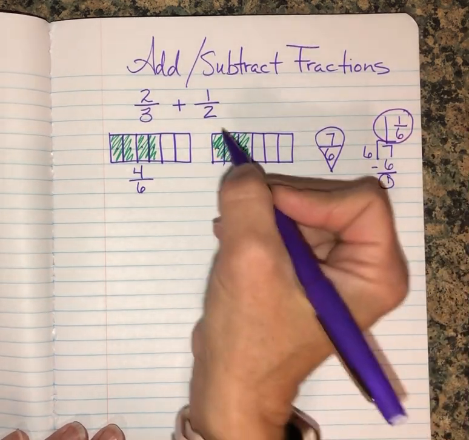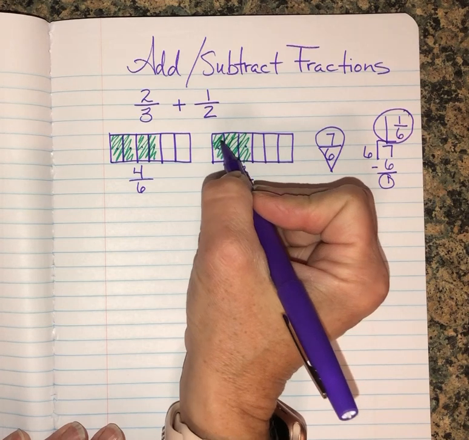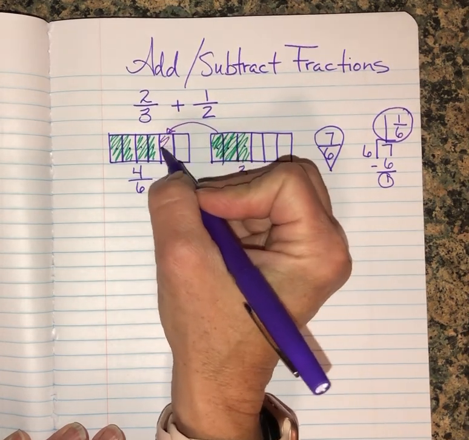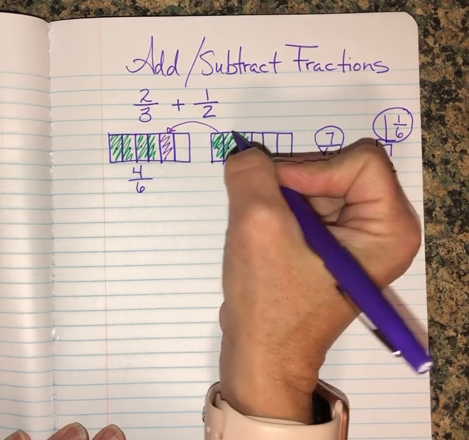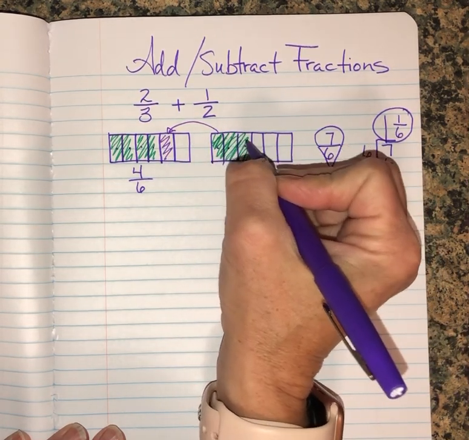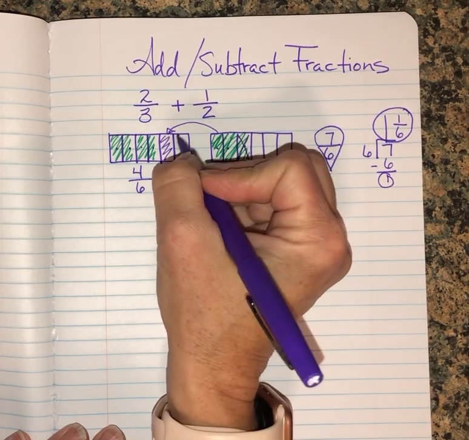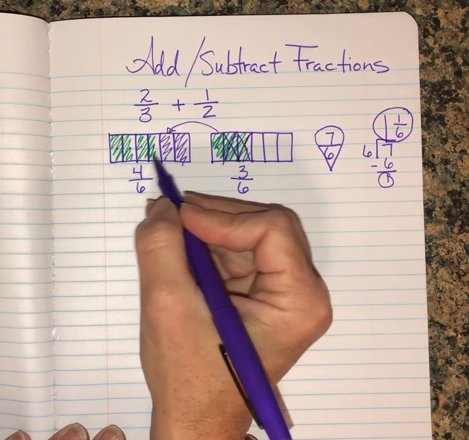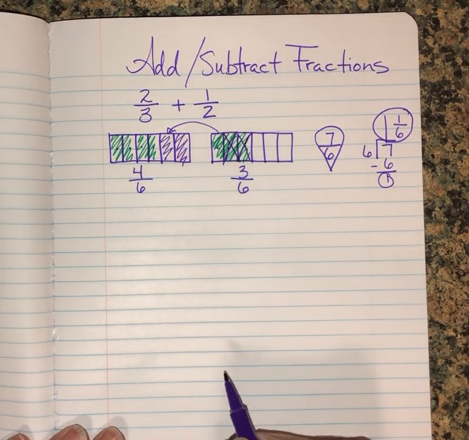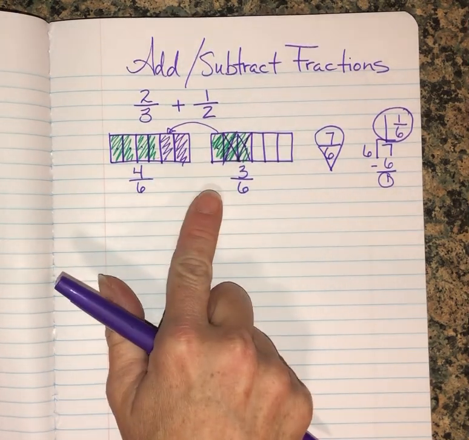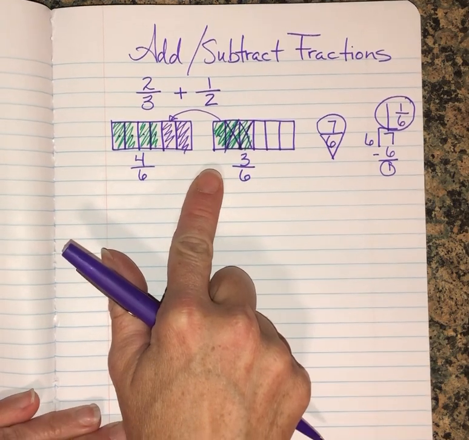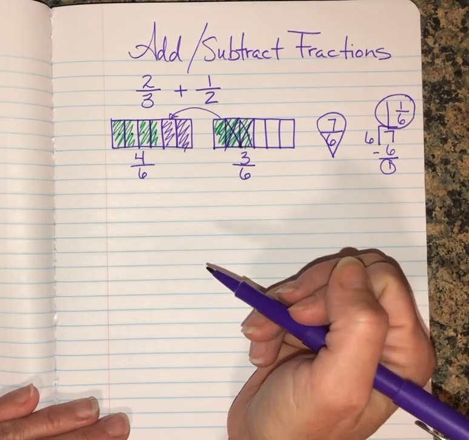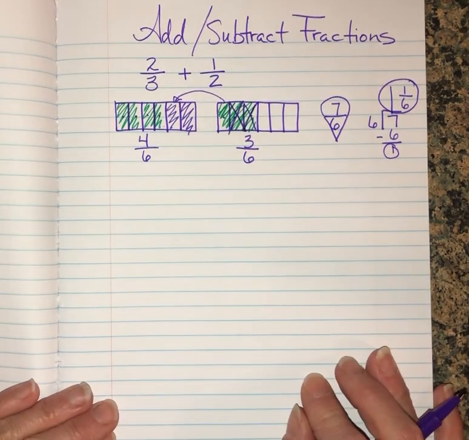Now I could have moved 2 of these over here and shaded in that one there and taken one off here and shaded in one whole and 1/6. So you can do some things with the models, but this is kind of time consuming. It's hard to split them up and get equal pieces. So I'm going to show you another way you can do it and save yourself some time.